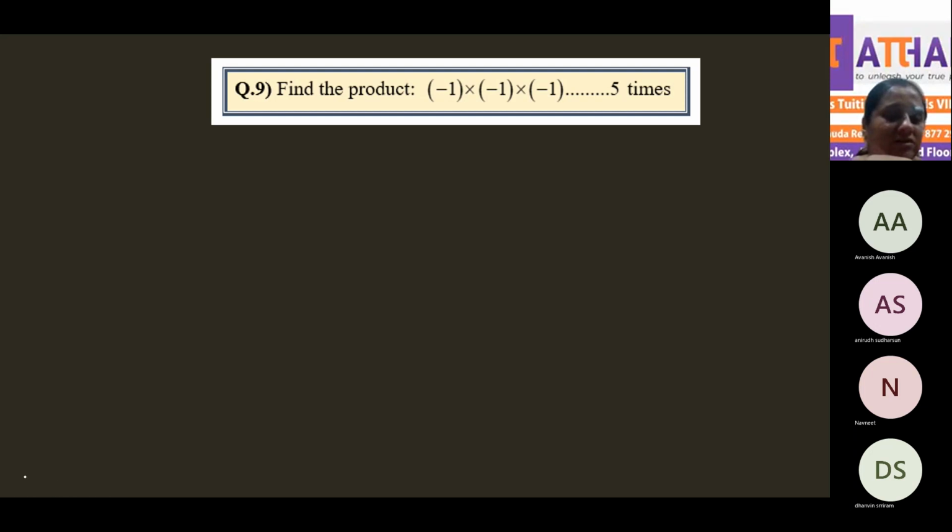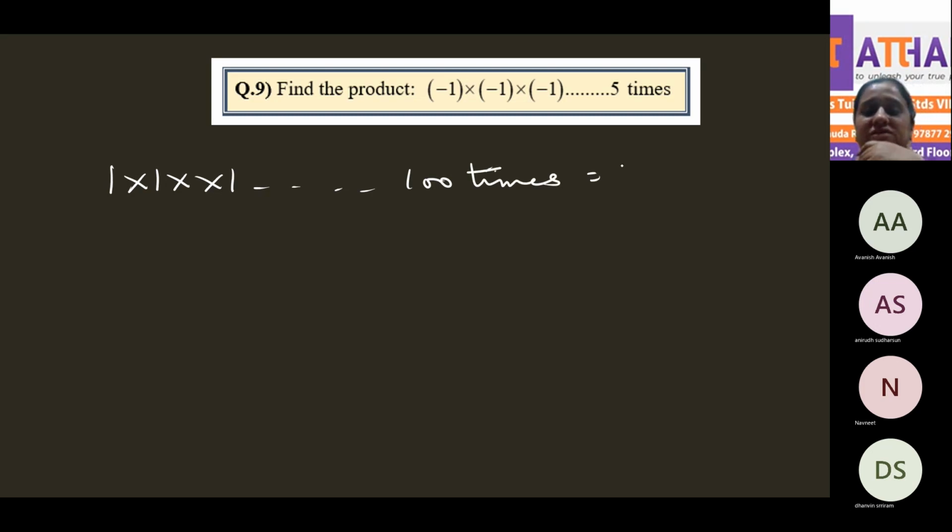Okay. Now answer this question, all of you. What is 1 multiplied with itself 100 times? What's the answer? 100. Any other answer? Ma'am, 100 only, ma'am. Up to 100. No answer, ma'am.